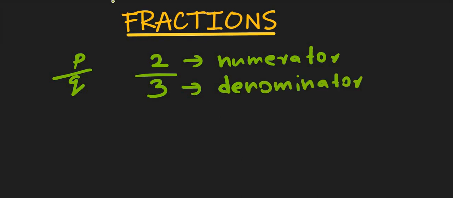Now any whole number can be represented as a fraction. Let's say if I consider 5, it is actually 5 over 1, and 3 is actually 3 over 1. Now let's consider proper and improper fractions.